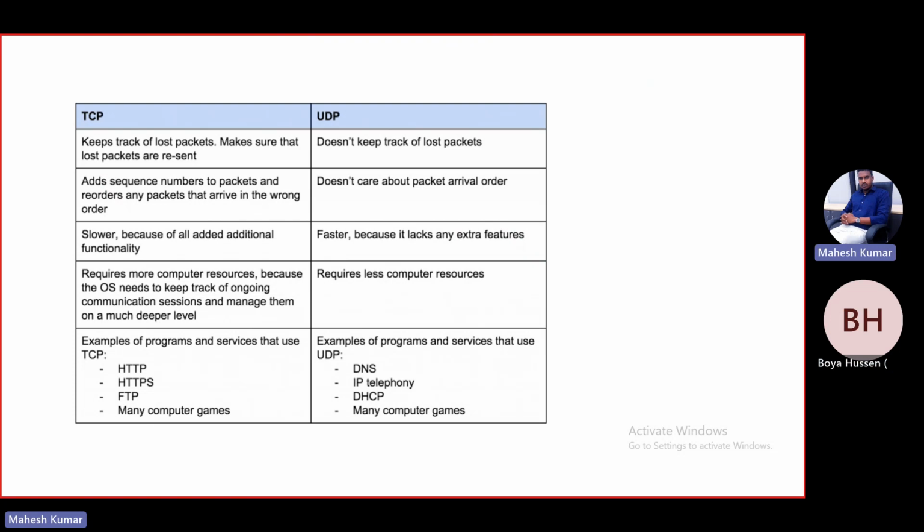TCP adds a sequence number to the packets and recovers packets that arrive in the wrong order. If it is not in sequence, TCP keeps track of that. But UDP is not like TCP. Once UDP sends the packet, its responsibility is over, whether the packet is received by the user or not. It will not care about that.